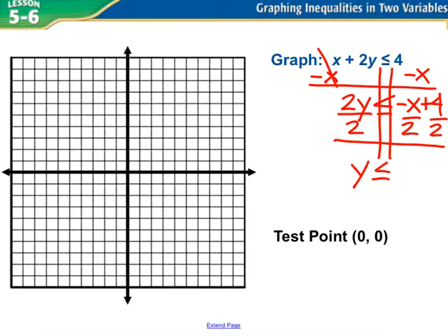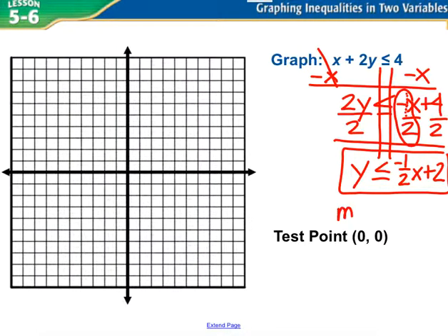Be careful what's hiding in front of that x. You've got that hidden -1 coefficient. So we're going to pull the fraction. I want you to pull this away from the x variable. We've got y is less than or equal to -1/2 x plus 2.